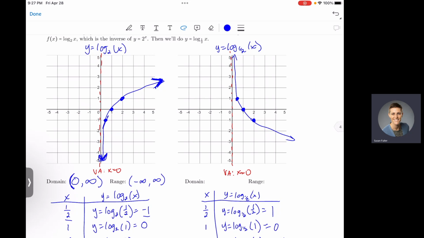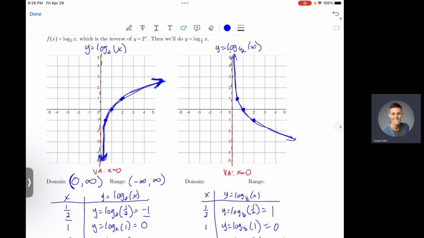This one's decreasing left to right, whereas log base 2 was increasing left to right. That's going to happen anytime you have bases that are similar. So log base 2, we're increasing from left to right. That's going to be the case with any base that's greater than 1. It's going to be increasing like that. And log base 1/2 of x is decreasing from left to right. That's going to be the case with any base that's a fraction between 0 and 1.